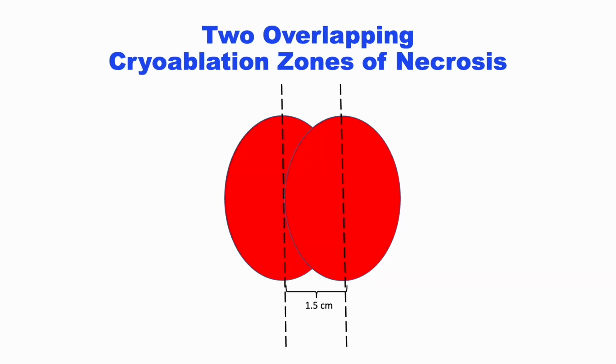The classic example of that is this image, where we use 2 overlapping ablations to treat a tumor, which not only treats the tumor but also potentially achieves a wider margin around the tumor.